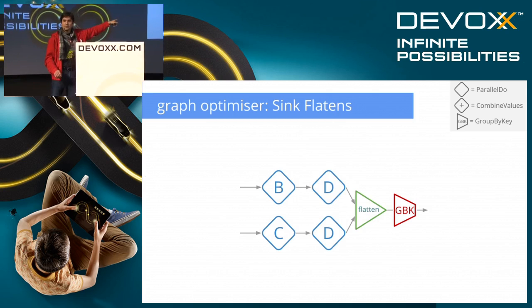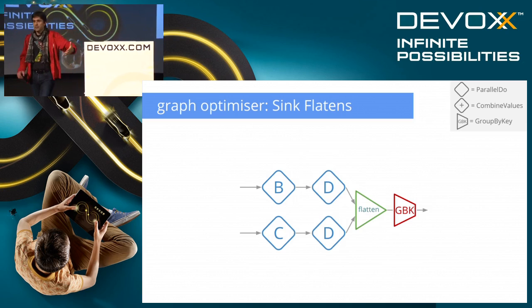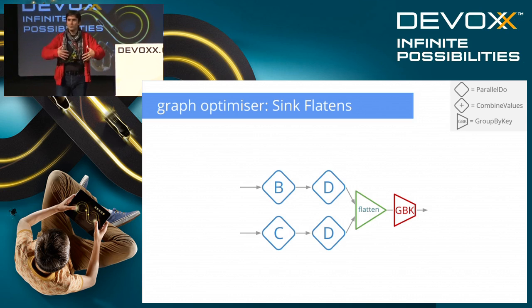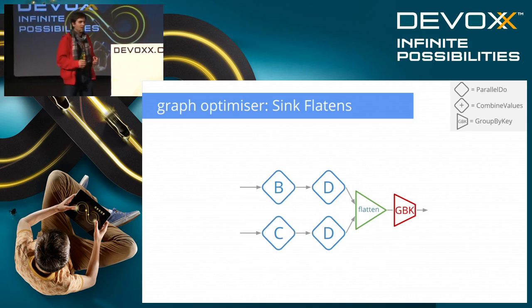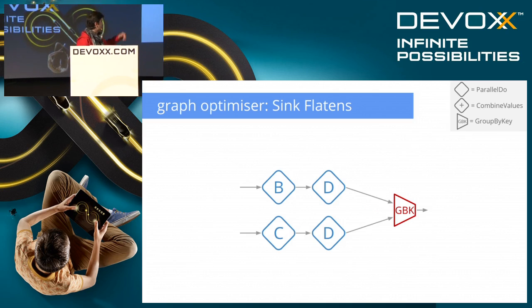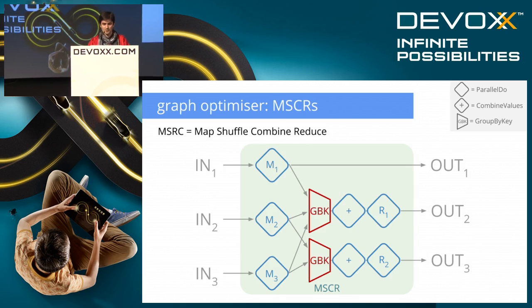And now, when the flatten is before a group by key, it's not necessary anymore. The group by key operation is a set union. It takes all the inputs and then does the groupings. So this is a completely trivial transformation, but the flatten is not needed there anymore. So two pretty trivial transformations. Now, the non-trivial part.